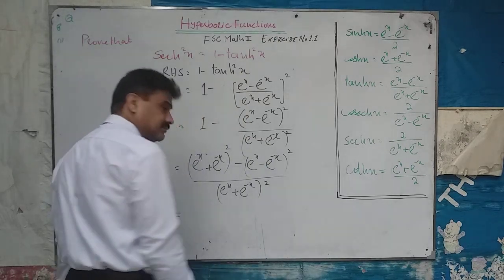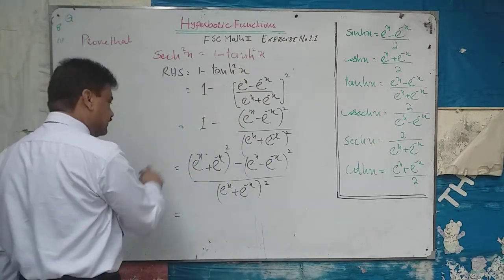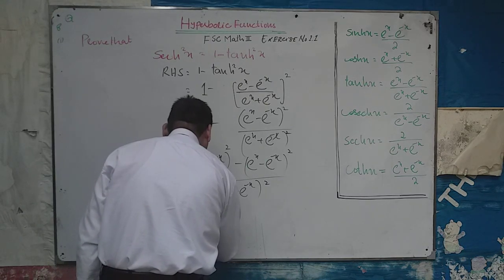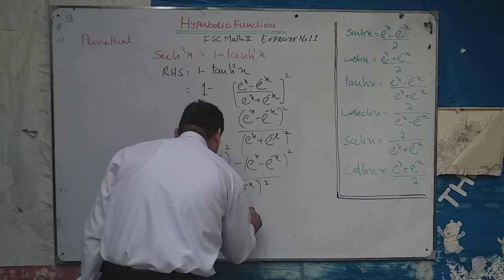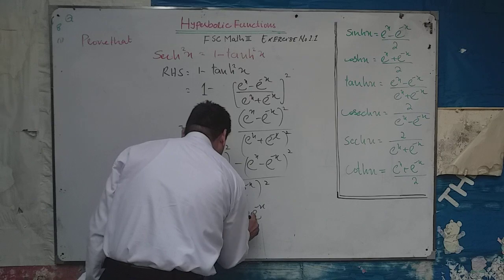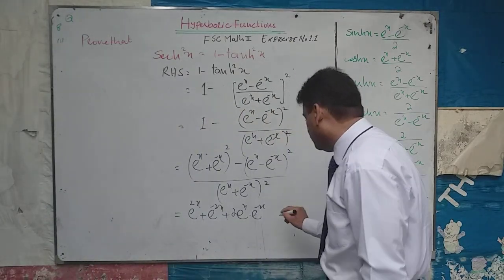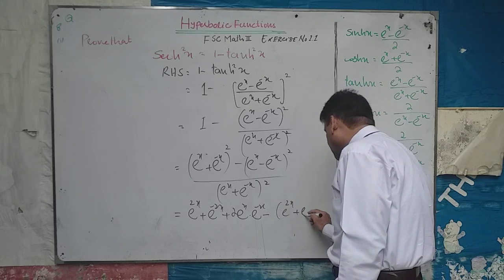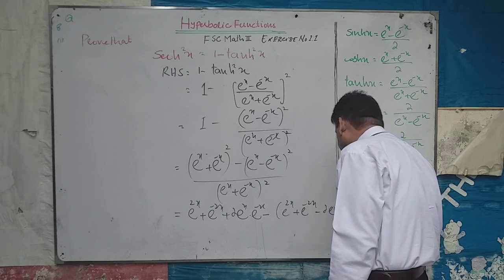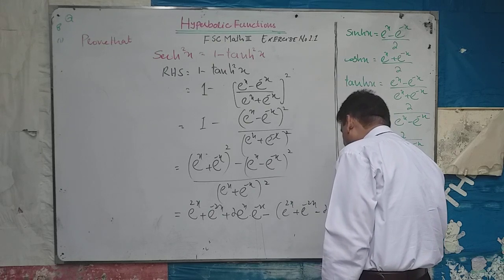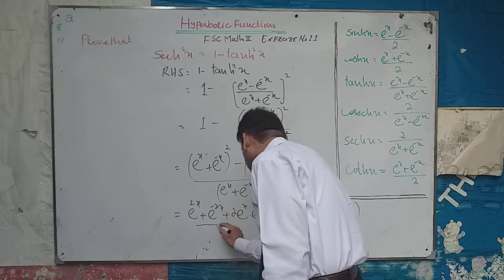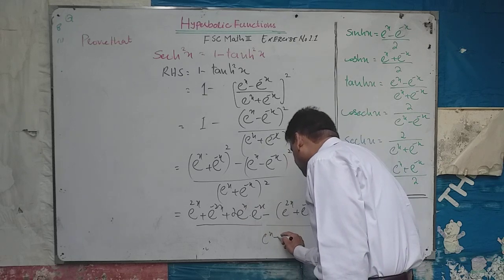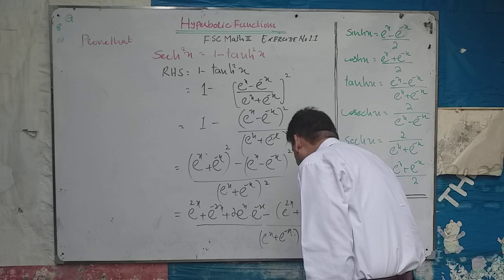After expanding this whole square, we get e raised power 2x plus e raised power minus 2x plus 2 e raised power x dot e raised power minus x, minus e raised power 2x plus e raised power minus 2x minus 2 e raised power x dot e raised power minus x, over, in the denominator, we write (e raised power x plus e raised power minus x) whole square as it is.